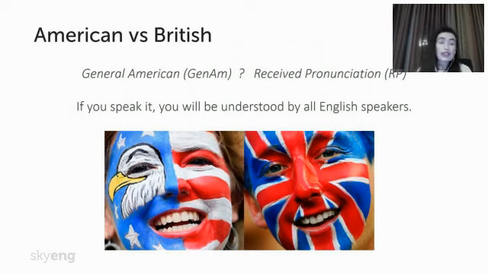So to choose between American and British pronunciation, you need to answer two questions. Which one will be more useful to you and which one will be easier for you to learn? Okay, so next slide, please.